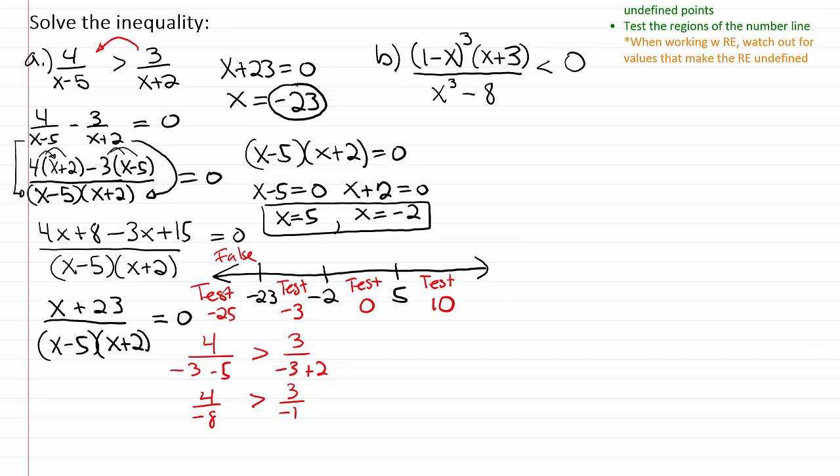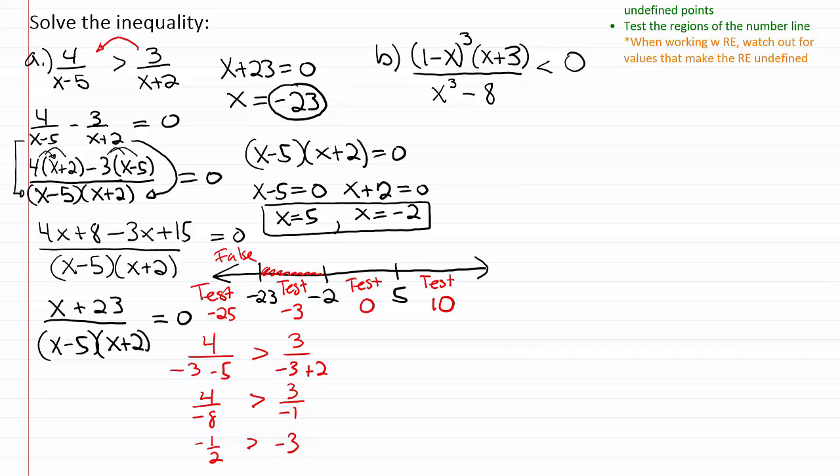4 over negative 8 is negative 1/2, right? Because 4 goes into both of those numbers, into 4 one time, 8 two times. Is that greater than negative 3? It is greater than negative 3, right? That is true. So we're going to go ahead and shade this area and say that that part of the number line provides solutions for us.